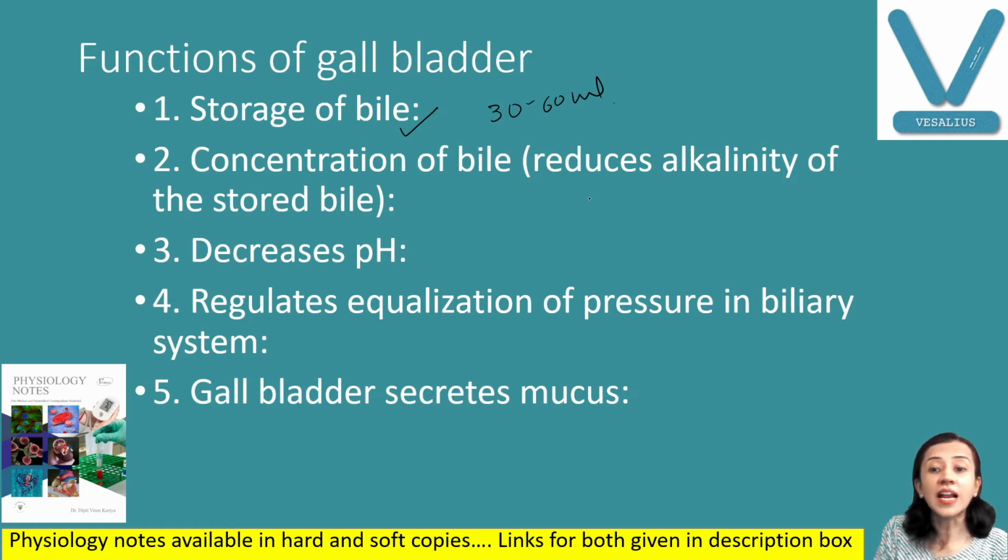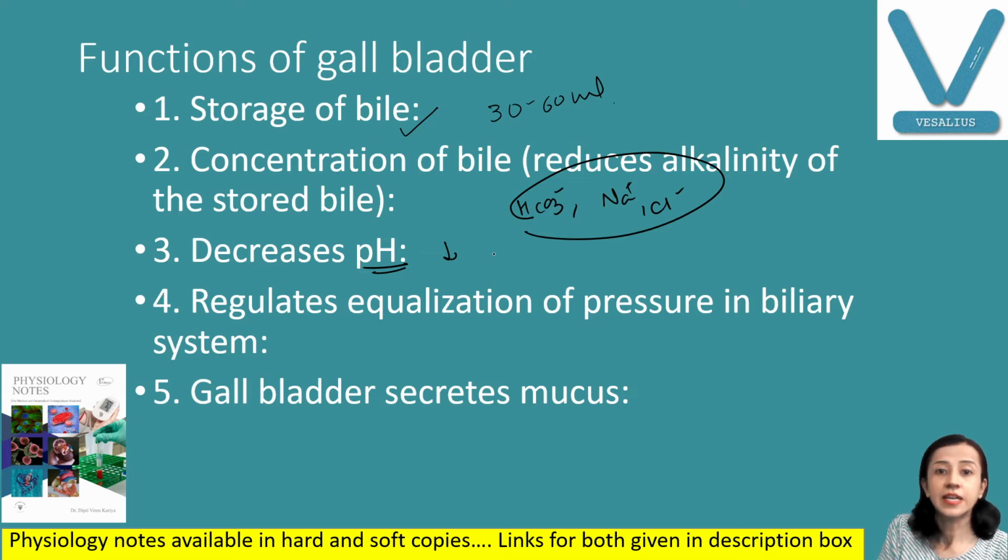It decreases the alkalinity of stored bile and causes absorption of various ions like bicarbonate, sodium and chloride ions. Because of absorption of these ions, the pH of the stored bile decreases and it becomes acidic. From 8.6, the pH of liver bile, the pH of gallbladder bile becomes about 7.4.